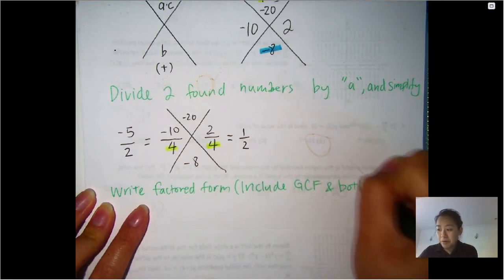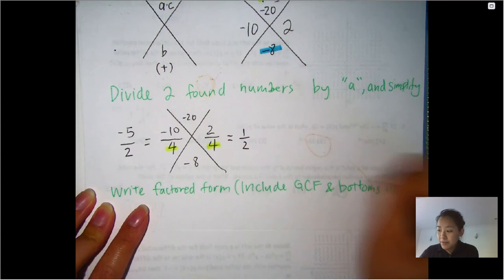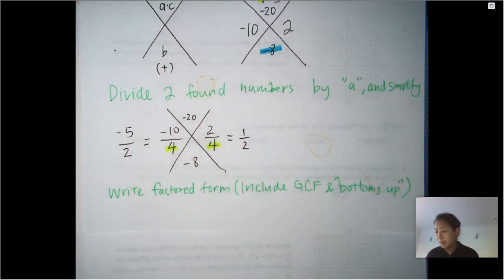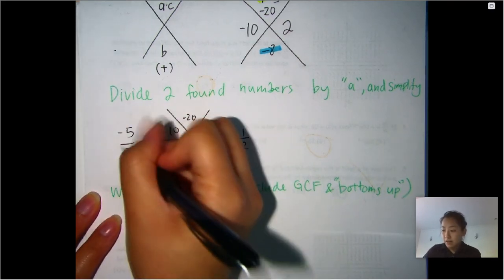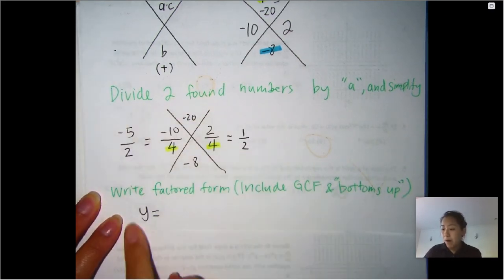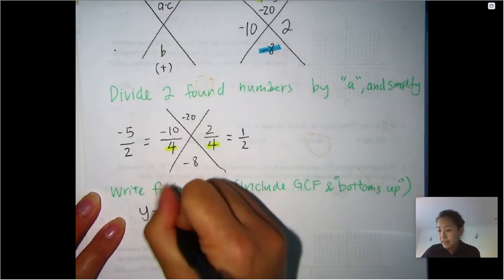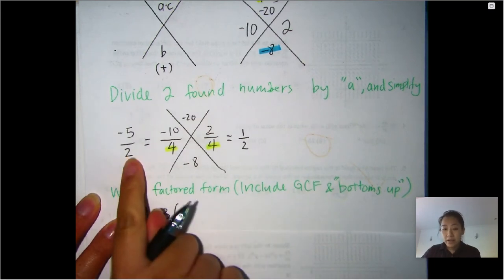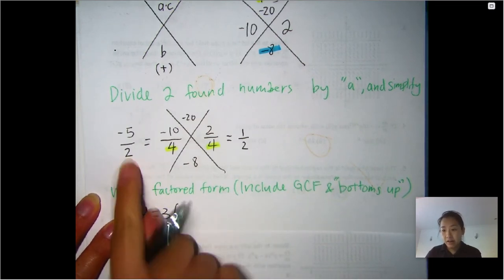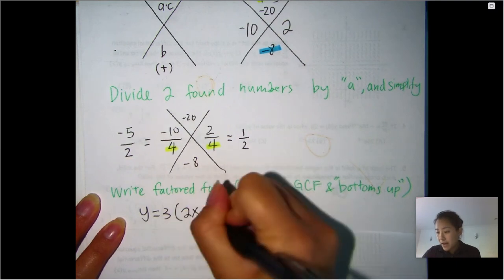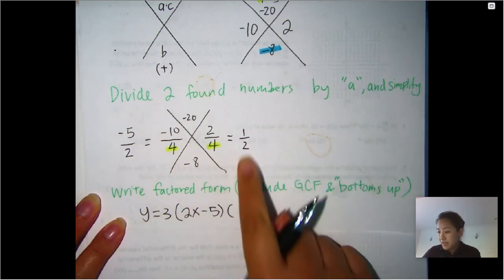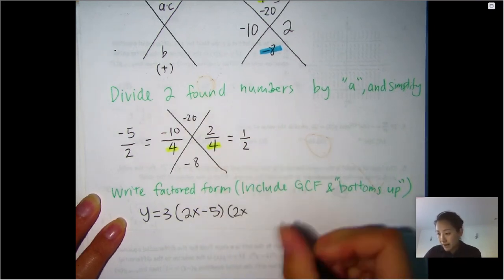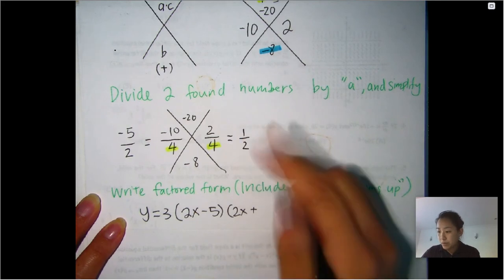And then the catchphrase that we use is bottoms up. Meaning that we take what's on the bottom, so this 2 right here, we're going to bring it up. So we say y equals, and of course the greatest common factor is 3 from before. That was factored out from the beginning. And then we bottoms up. So that 2, what's in the denominator there, goes in front of the x. So we have 2x minus 5. And then times, again, we're going to bottoms up. So that 2 goes in front of the x. We have 2x. And then plus what's in the numerator, which is 1.